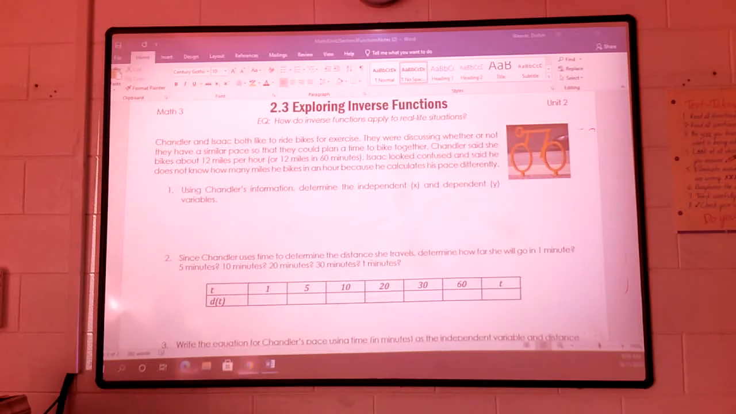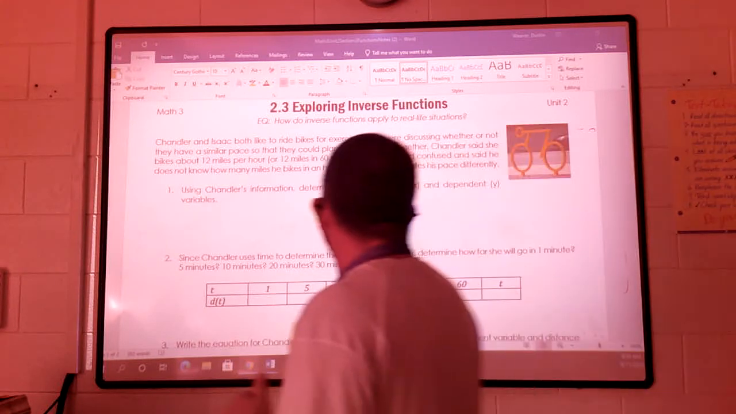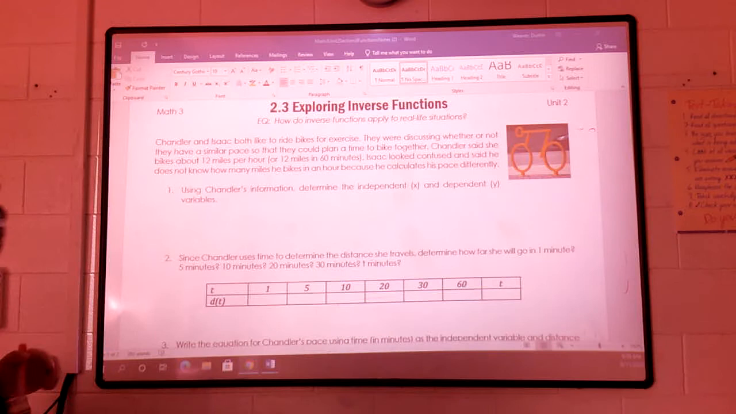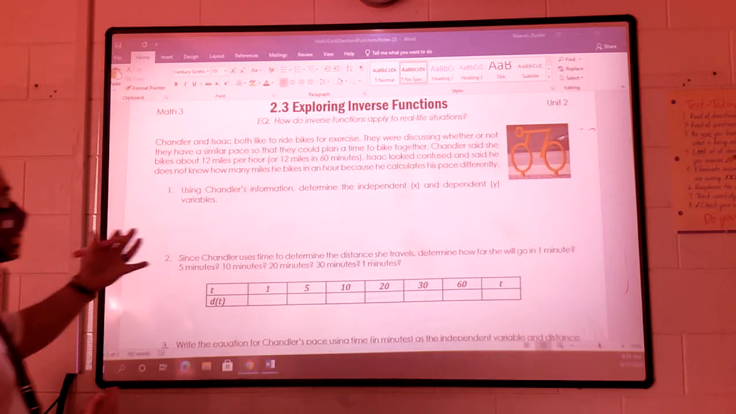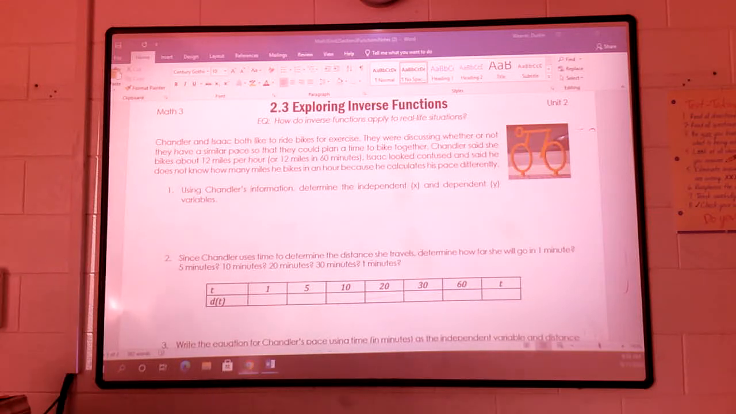So this is exploring inverse functions, and what you're going to look at on here is it says Chandler and Isaac both like to ride bikes for exercise. They were discussing whether or not they have a similar pace so that they could plan a time to bike together. So Chandler said that she bikes about 12 miles per hour, meaning that she can go 12 miles in 60 minutes. Okay. Isaac looked confused and said he doesn't know how many miles he bikes in an hour because he calculates his pace differently.